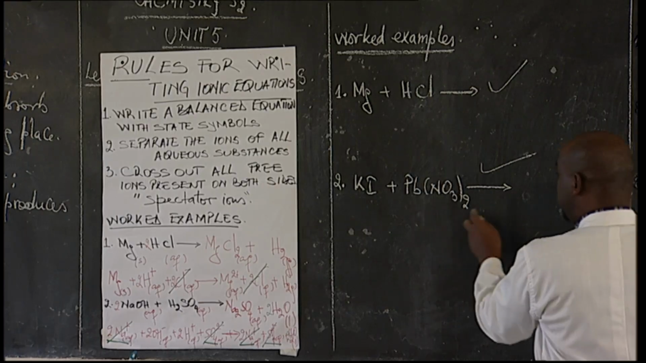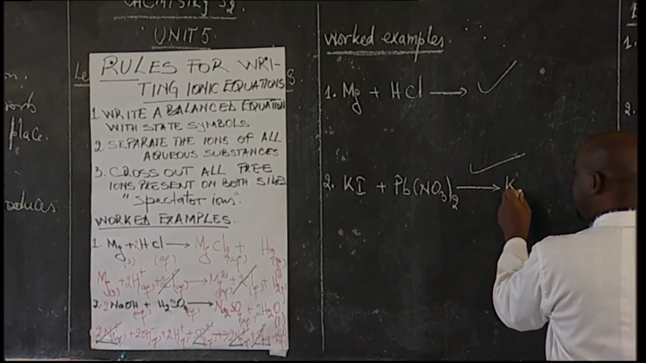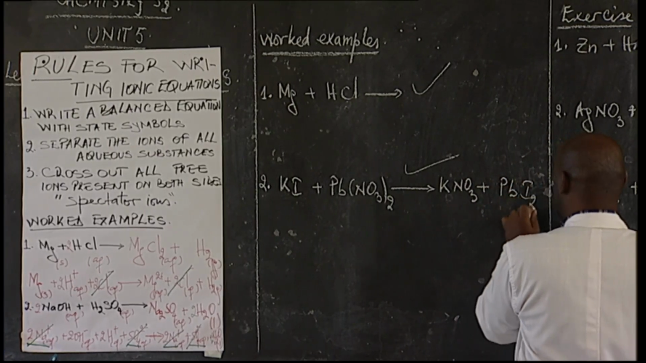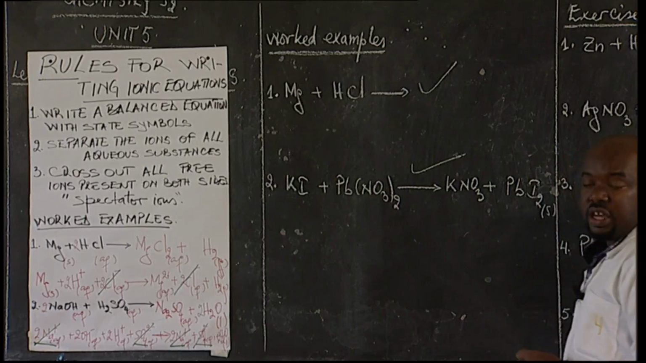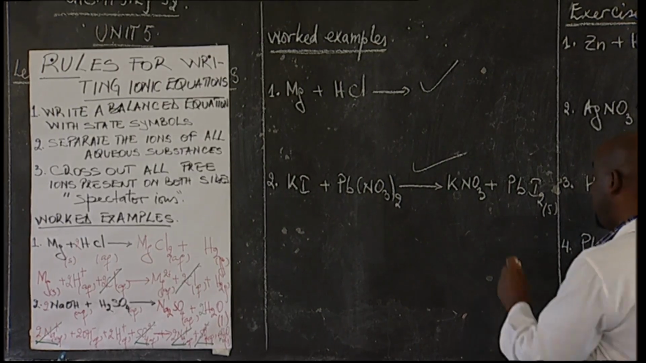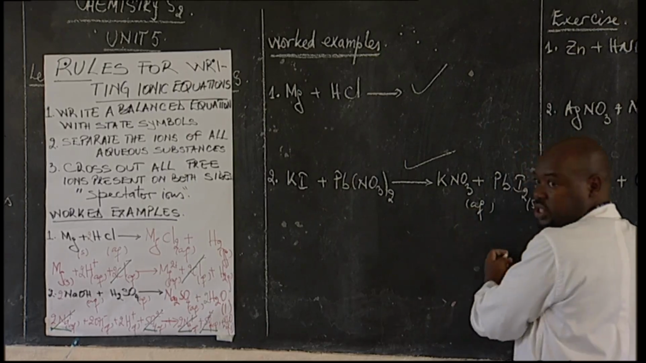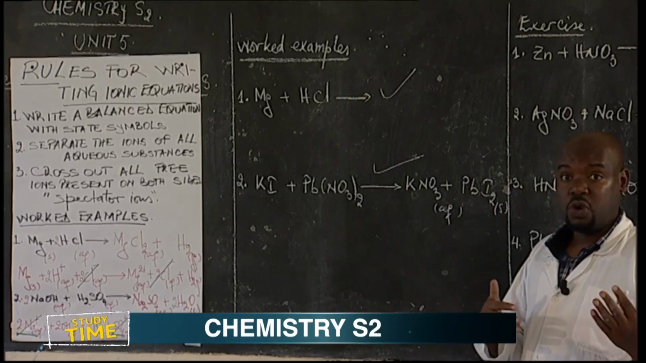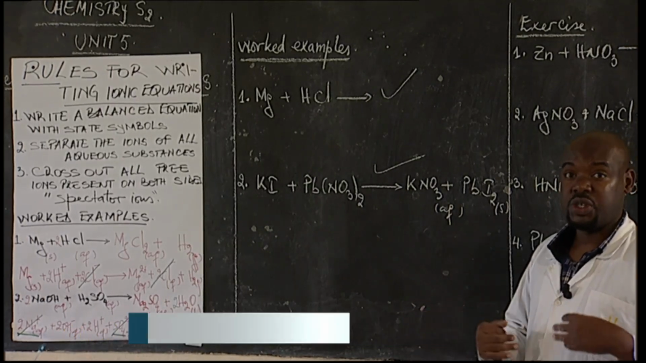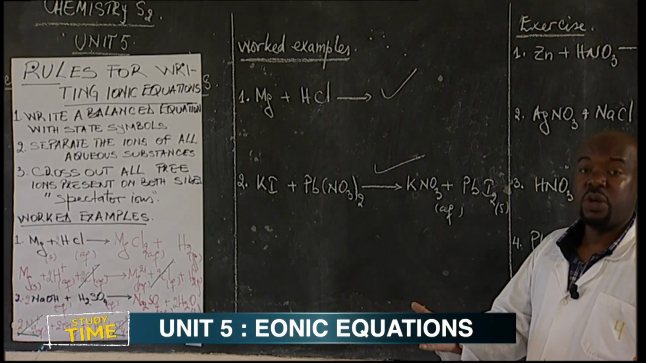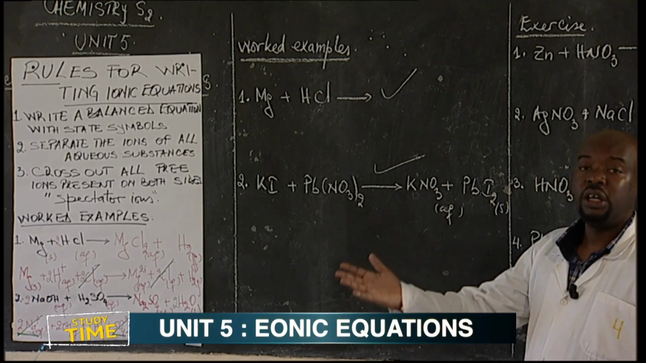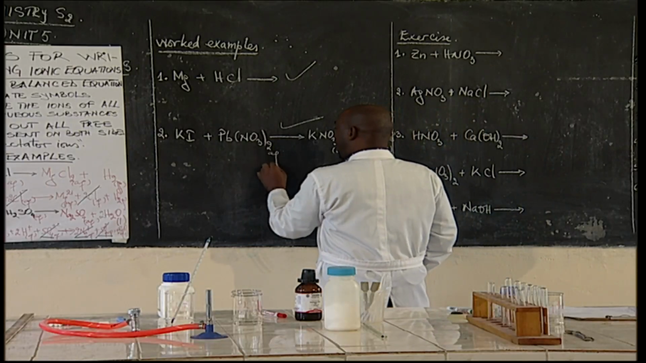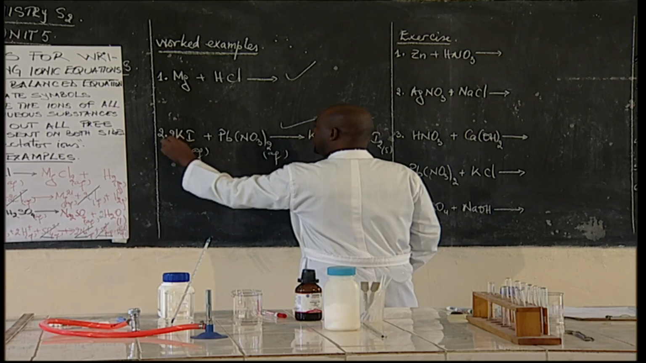Potassium iodide reacting with lead nitrate, we produce potassium nitrate plus lead iodide. This one is present in the solid state because it is an insoluble salt. This one is present in aqueous state because it is a soluble salt. So you should revise the rules of solubility, which substances are soluble and which are insoluble in water, to know which substances will be in aqueous state so that you can know which will separate into ions and which ones will be crossed out. Here we have aqueous, and then we balance.